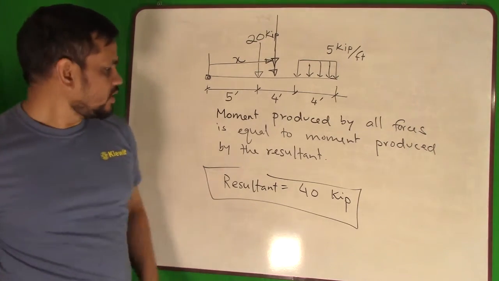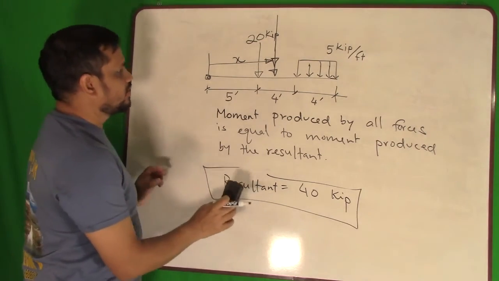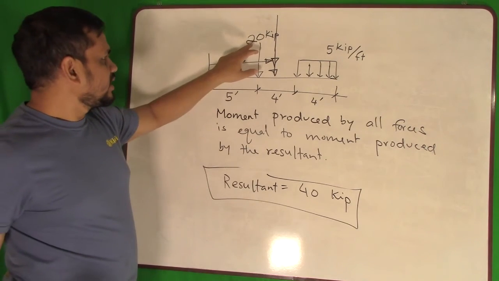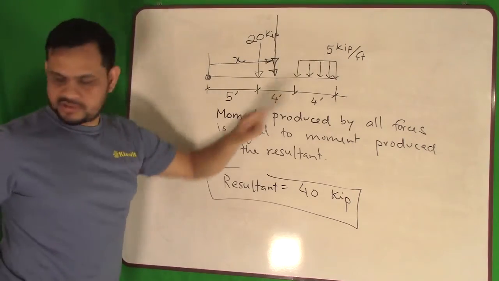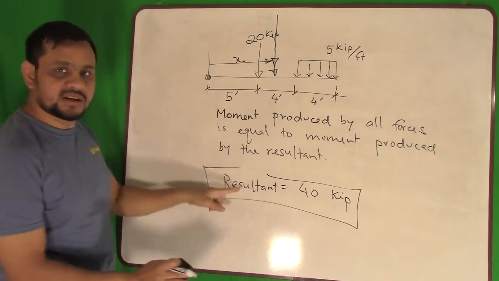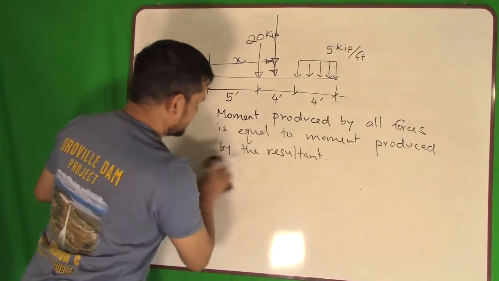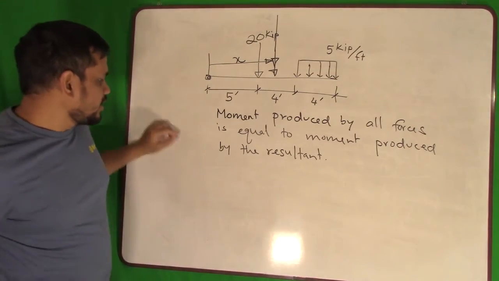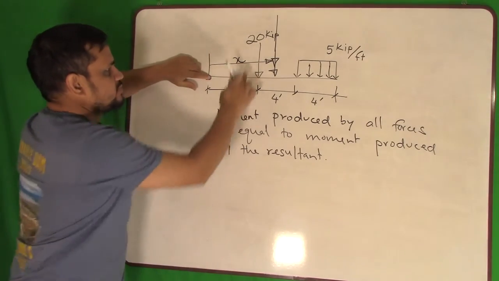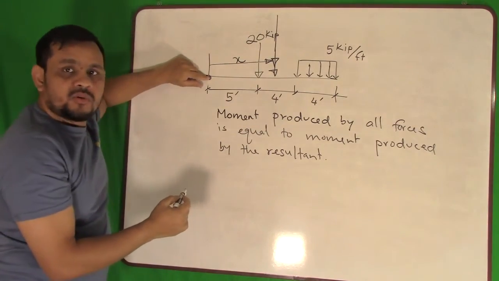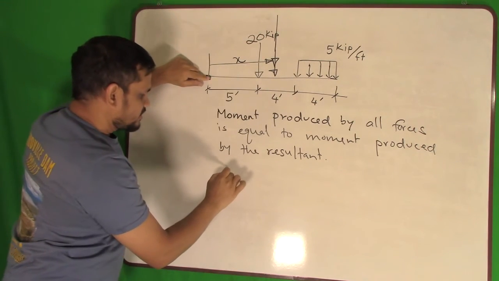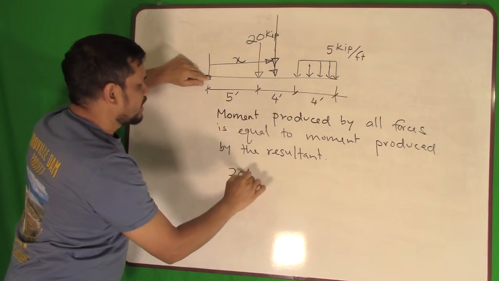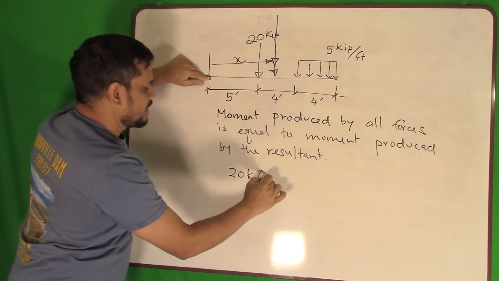That is the concept. Okay, what is the moment produced by all the forces? That means the 20 kip and this force. We will find it first. The resultant, memorize it, we need it. Okay, what is the moment produced by these forces? 20. Moment is force times distance. So 20, distance is 5. So 20 kip times 5 feet.